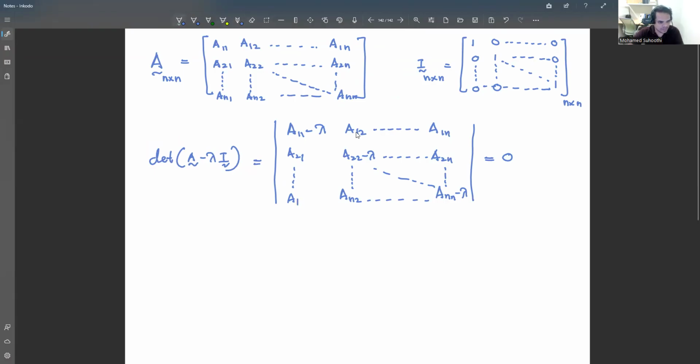So here you will get an equation in lambda, an nth order polynomial equation. This equation is called the characteristic equation. How many solutions will you have for lambda? N solutions.